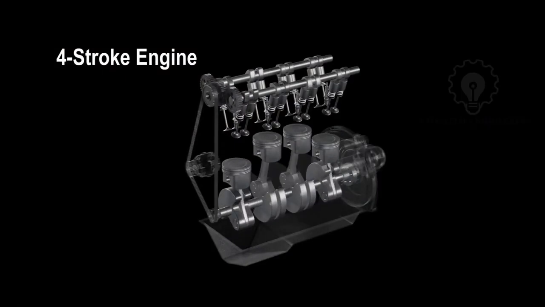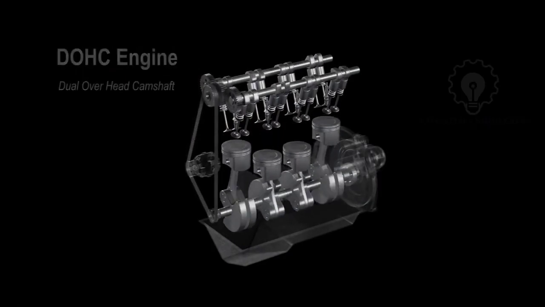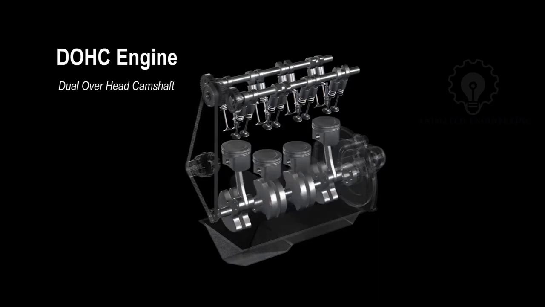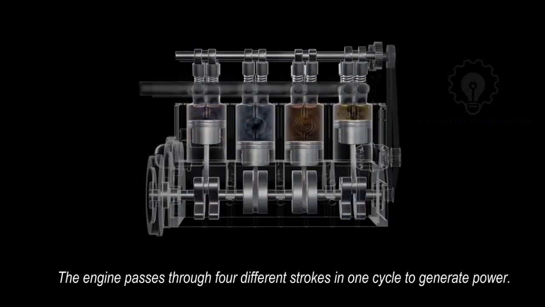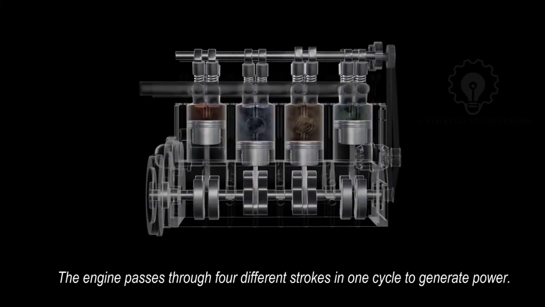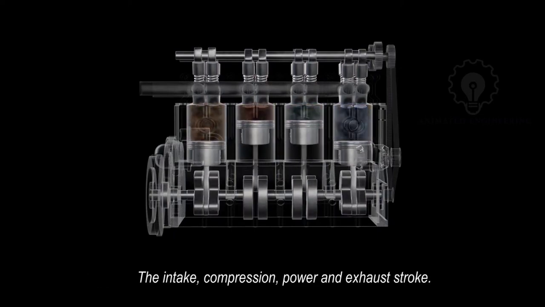Let's look at the internal structure of a 4-stroke, inline 4-cylinder engine. Here is a dual overhead camshaft engine, which is commonly seen in most sedan and hatchback cars. The 4-stroke engine passes through 4 different strokes in one cycle to generate power: the intake, compression, power, and exhaust stroke.